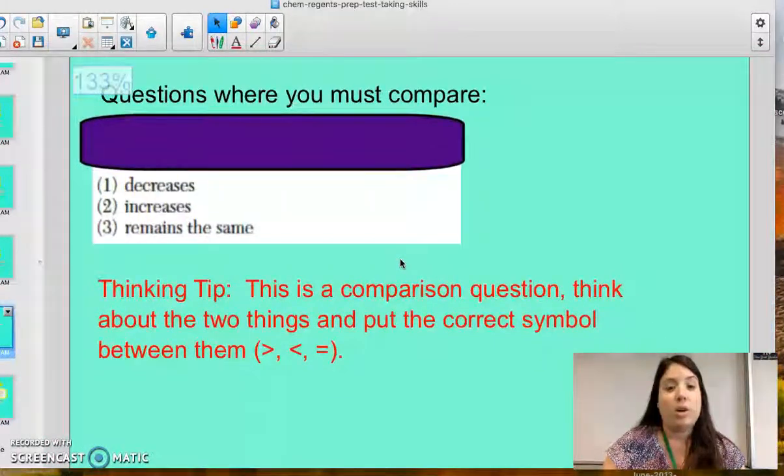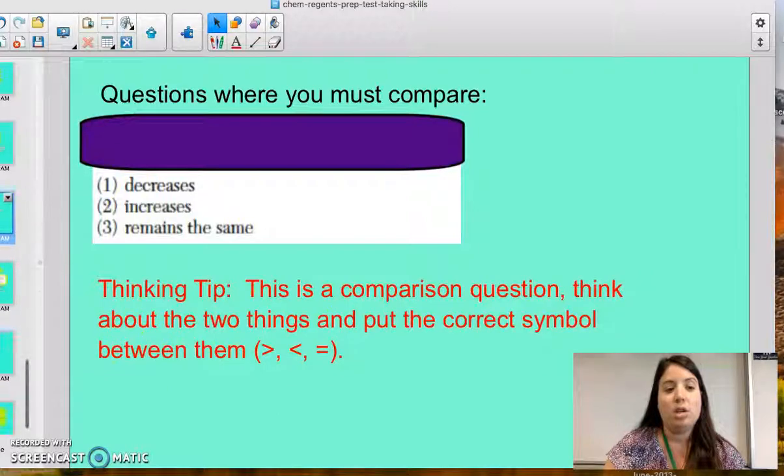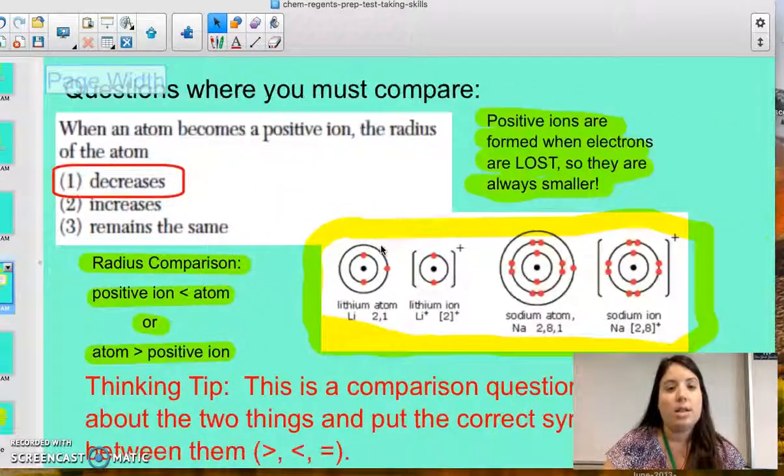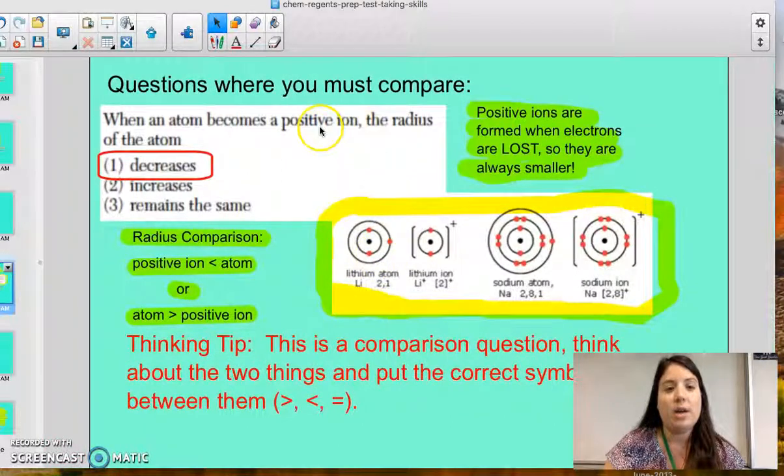Sometimes we have some compare questions. Usually these only have 3 choices, so either the 2 things that you're comparing are equal to each other, or one is bigger or one is smaller. So again, you want to think about this idea in terms of these kind of symbols. Here, let's take a look at the question and see what they're asking us to compare. They're asking us to compare a positive ion to the radius of the atom.